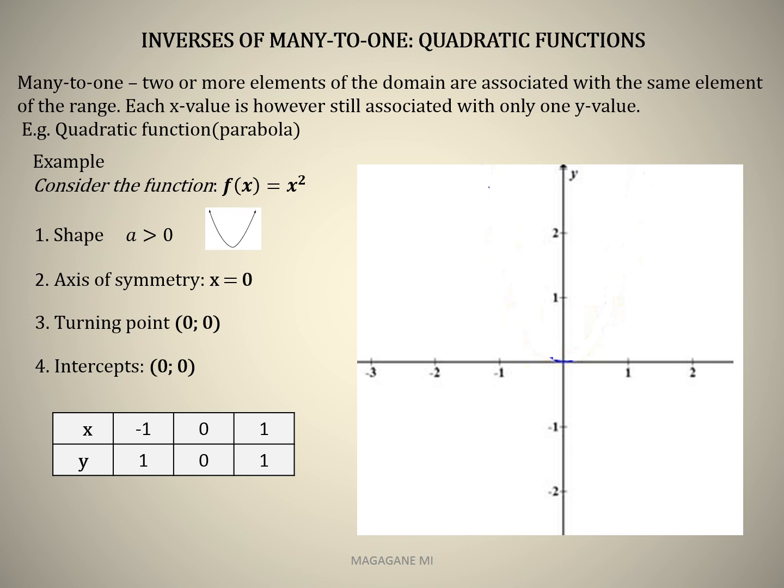If you look at the table, it shows that this is a many-to-one because we have many x values, which are -1 and 1, giving us one value, which is 1. So let's look at how to draw the graph. We start with the first arm, and then we draw the other arm of the parabola.